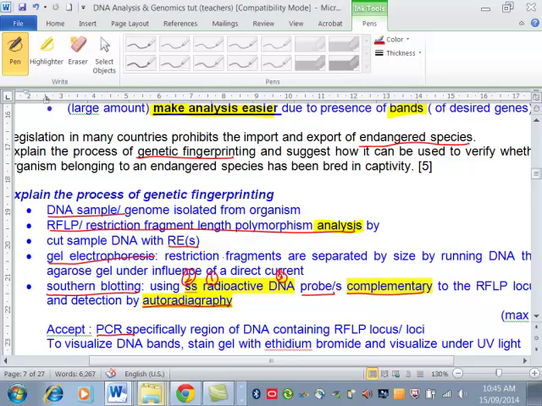Everyone okay? Now is the second part, which is the slightly tougher part. And the examiner's comment says that many students misinterpret this second part. So you have to listen to me very closely. The second part says, suggest how genetic fingerprint can be used to verify whether the endangered species organism, let's say for example it's a tiger, the tiger is endangered species, whether the tiger is bred in captivity. So everyone, I want you to highlight bred in captivity. Then I want you to put 3 stars here.